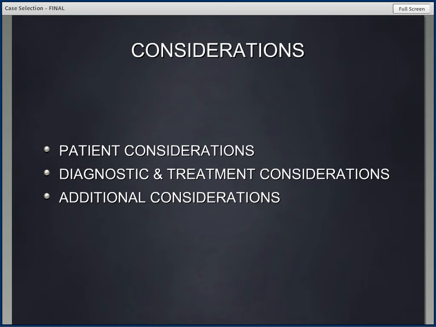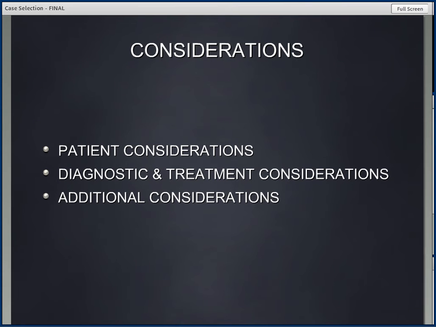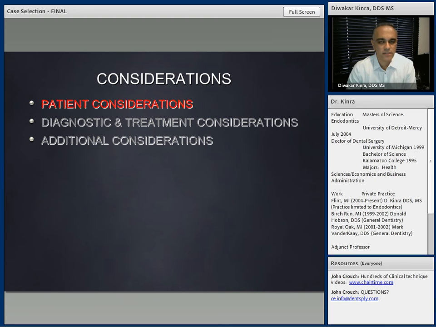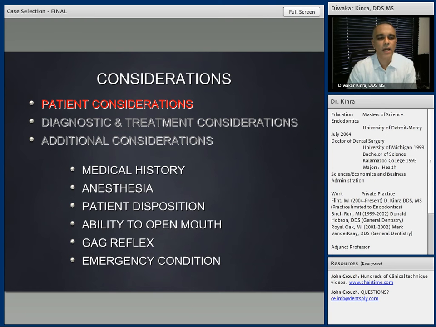So let's take a look at the considerations that are on this list. There's 3 types of considerations that we're going to look at today. One is patient considerations. The next is diagnostic and treatment considerations. And lastly, additional considerations. When we take a little further look at our patient considerations, these are the 6 categories that I want to highlight. One being medical history, anesthesia, and patient disposition. We'll round out this section with the ability to open the mouth, otherwise known as limited access, a gag reflex, and emergency condition.